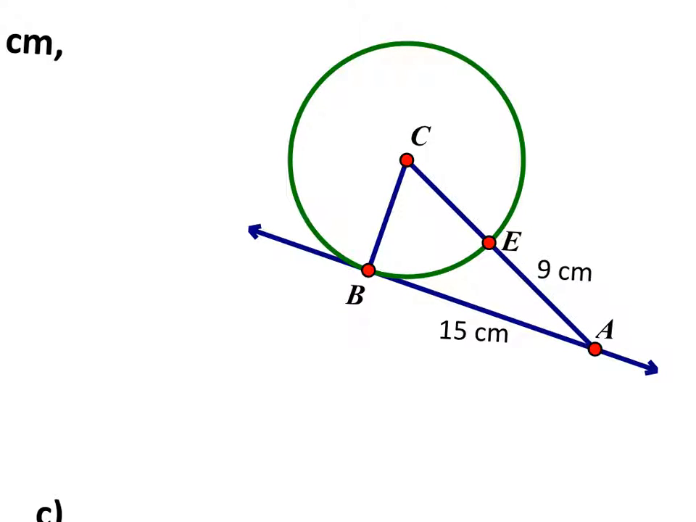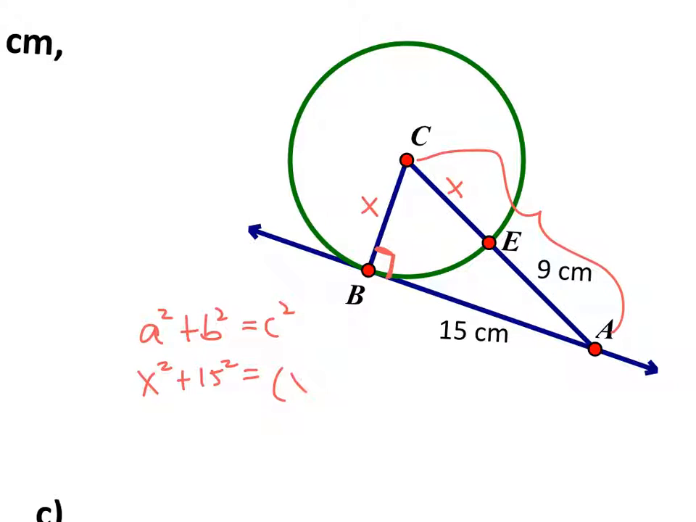Here's the last problem that we'll have time to do today. Okay, so here's our right angle, and we're looking for CB. That's the radius, so I'll mark both of the radii as x. Okay, so applying the Pythagorean theorem, a squared plus b squared equals c squared, we'll have x squared plus 15 squared is equal to this whole side, which is x plus 9 squared.